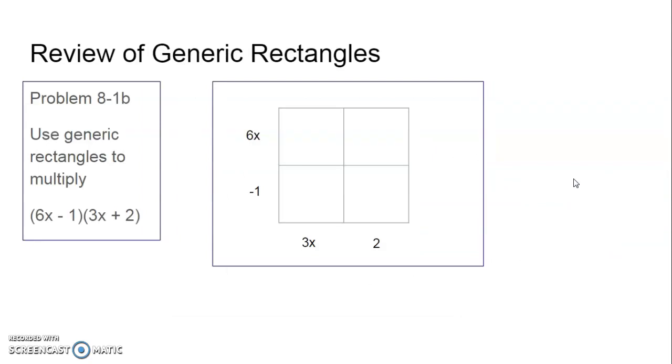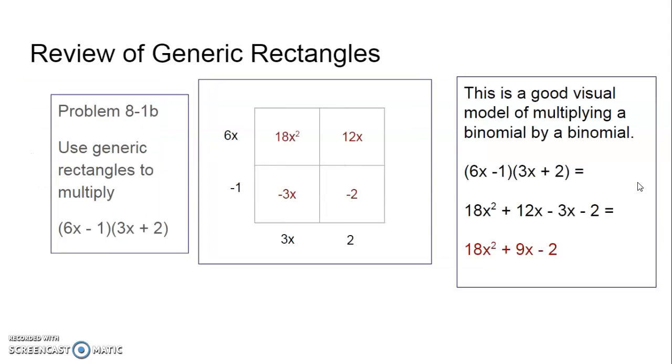Another review we need to do is generic rectangles. Remember, we can't use algebra tiles when we're working with negatives. So again, all of this actually is dependent on the area model. What we're going to do is find the area of each of these boxes in here, which will allow us to find the area of the whole. So I want you to use these generic rectangles to multiply these two binomials.